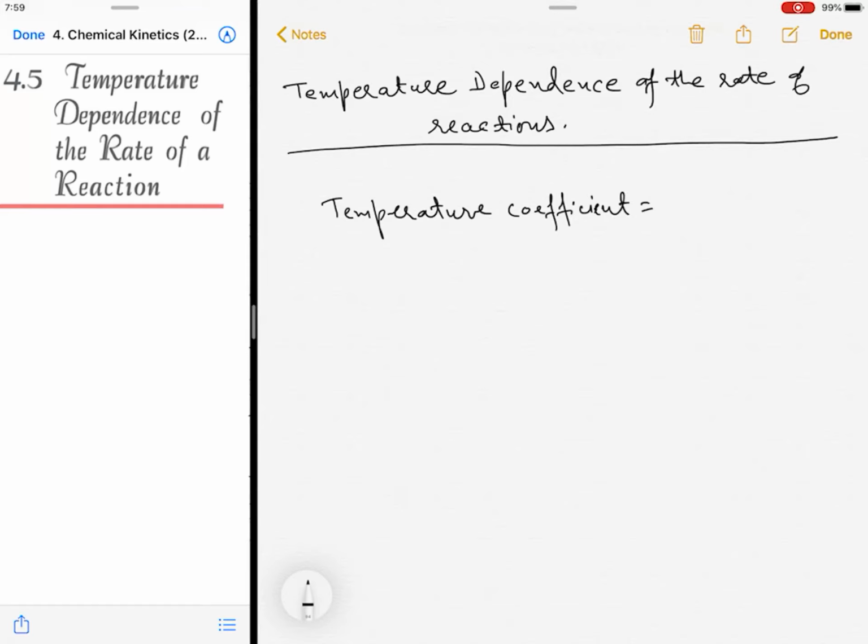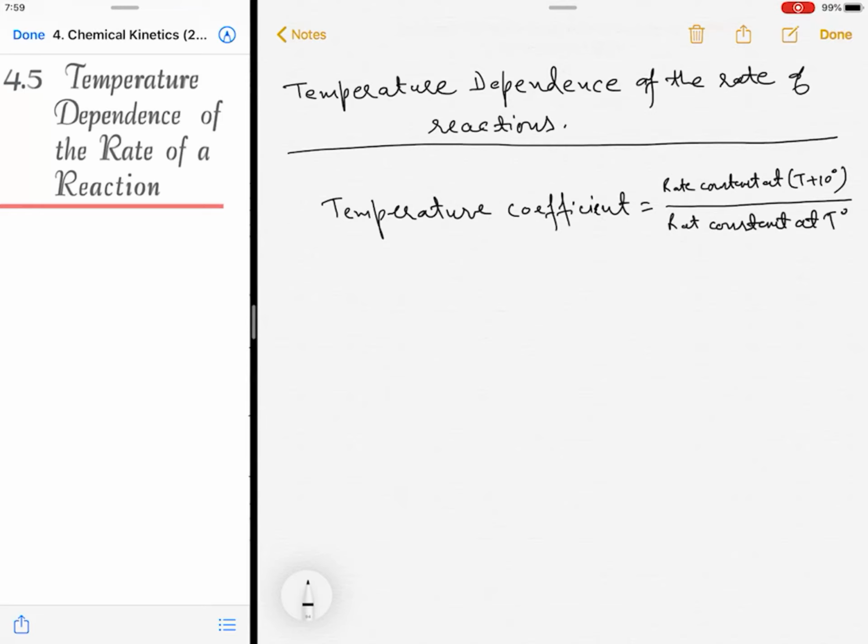Temperature coefficient is the ratio of the rate constant at T plus 10 degrees and the rate constant at T degrees.